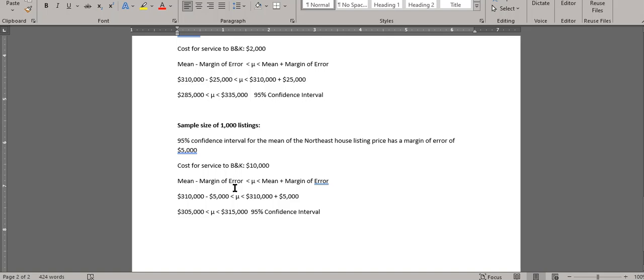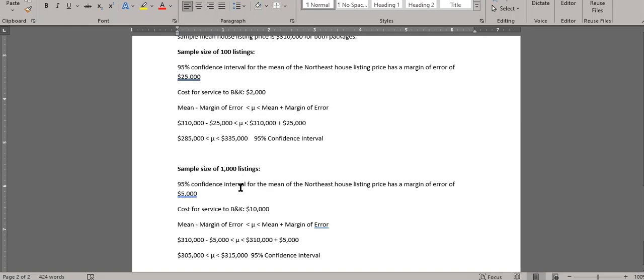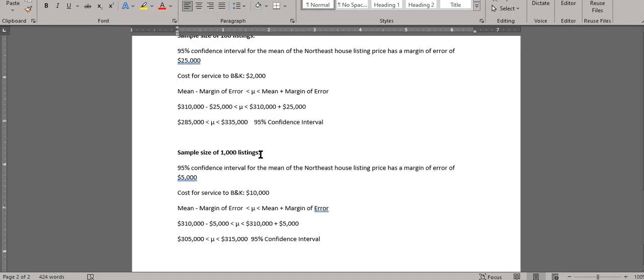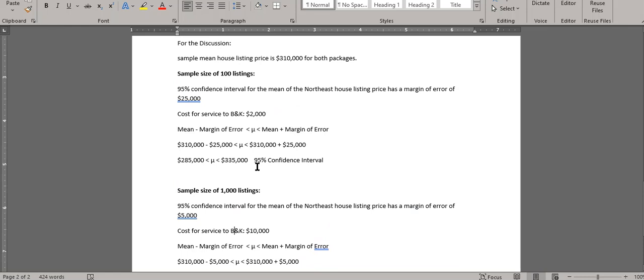And so this is really the question that you have to answer in your discussion. Is it worth paying more money for a more accurate analysis of the mean average list prices in the 95% confidence interval versus paying the 2,000? I wanted to give you this background so that you had a better understanding of how this confidence interval was going to be connected to the discussion.